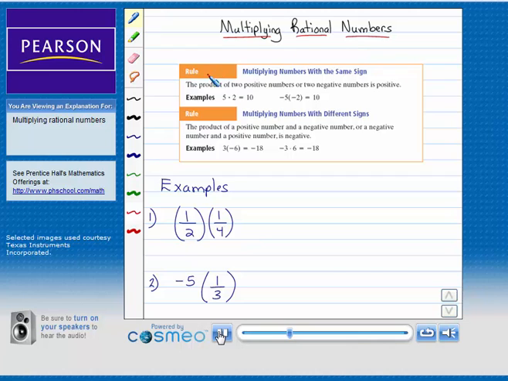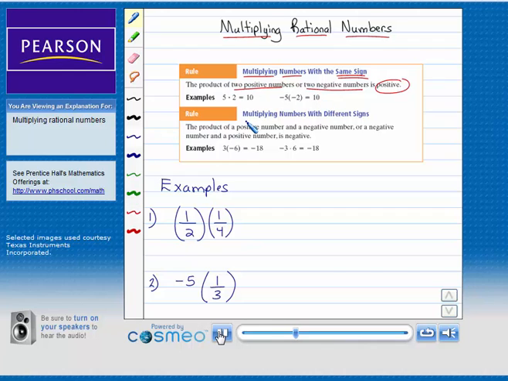The first rule we're going to talk about is multiplying numbers with the same sign. When we're doing that, the product of two positive numbers or two negative numbers is going to be positive. So I have two positive numbers right here. I multiply them together, 5 times 2, and I get a positive result of 10. I have two negative numbers right here, negative 5 and negative 2. I multiply them together, I get a positive result of 10.